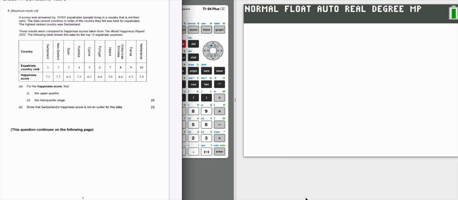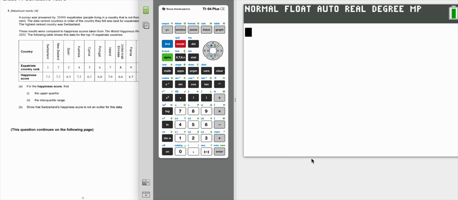Two sets of data: one is the expatriate country rank and one is the happiness score. We're told that we first need to find the upper quartile and then the interquartile range. Looking at this question, you should already be expecting it to go into a bivariate question, particularly a Paper 2 question like this, where it's going to become a correlation or regression type question.